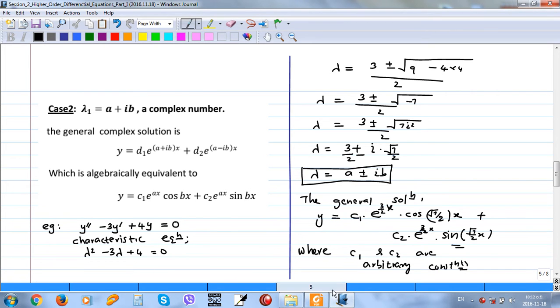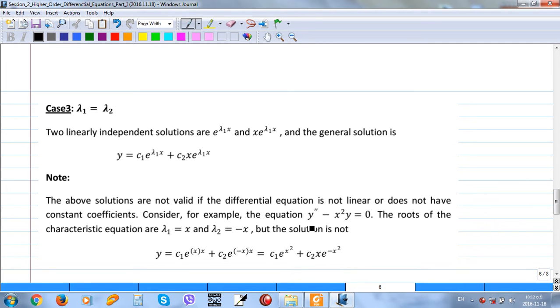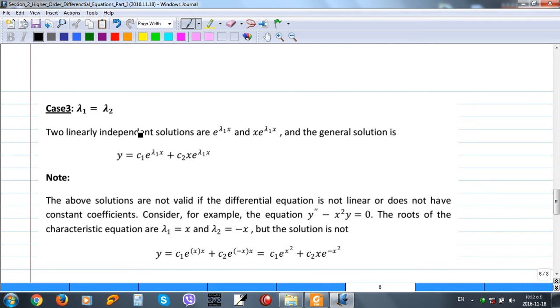Right, then the third type, case 3, lambda 1 equals lambda 2. If lambda 1 equals lambda 2, we can write the two linearly independent solutions: e to the power lambda 1 x and x times e to the power lambda 1 x. Then the general solution is y equals c1 e to the power lambda 1 x plus c2 x times e to the power lambda 1 x. There's another thing you have to remember.